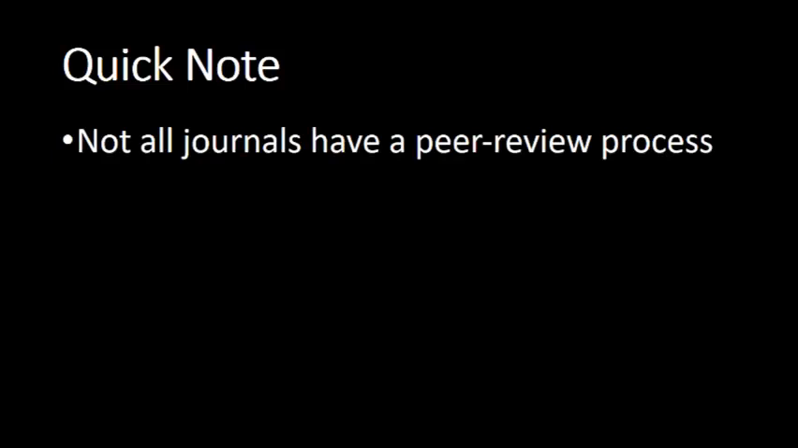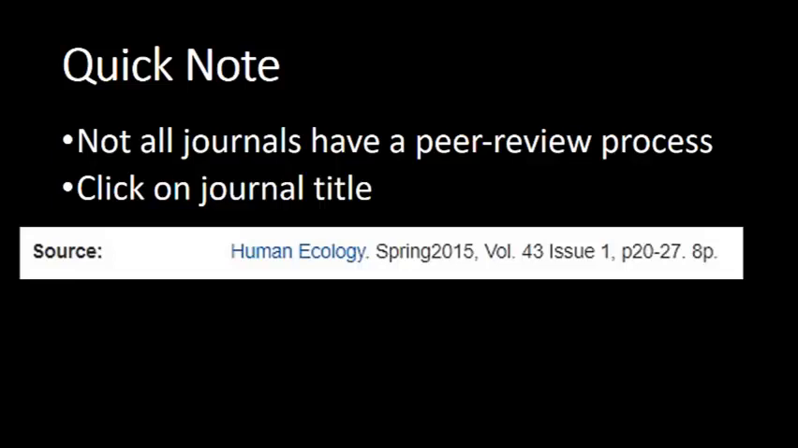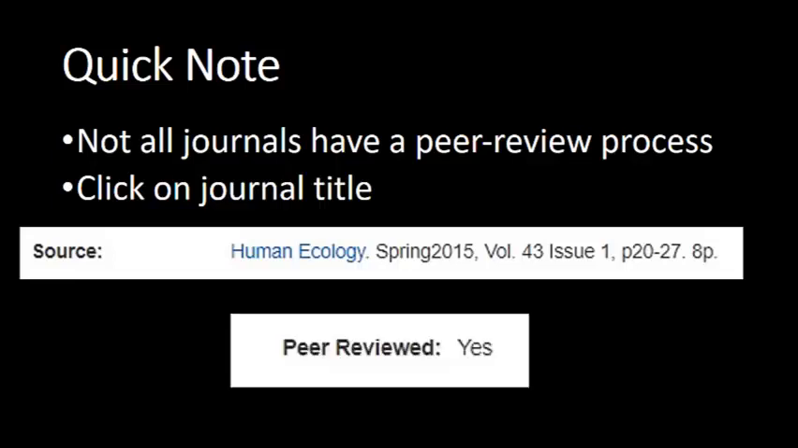Now, something quick to note is that not all journals have a peer review process. Just because an article is in a journal does not mean that it is peer reviewed. If you're not sure if your article is peer reviewed, most databases allow you to click on the title of the journal where you will find that information. Further in the video, I'll show you how to limit your search to only peer-reviewed articles.